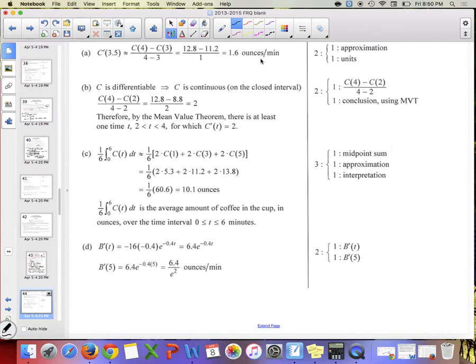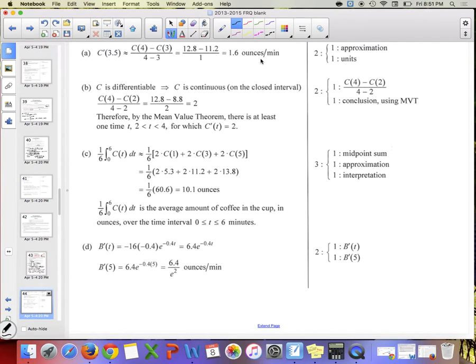For part B, you get 1 point for recognizing, oh, I'm on the interval 2 to 4, so I'm going to go ahead and find that average rate of change. So finding C of 4 minus C of 2 all over 4 minus 2 is equal to 2. And then 1 point for your conclusion saying that you've used the mean value theorem. Part C, you get 1 point for your midpoint sum, which gave you the 60.6, 1 point for your total approximation, which is 10.1 ounces, and 1 point for saying what you were finding.